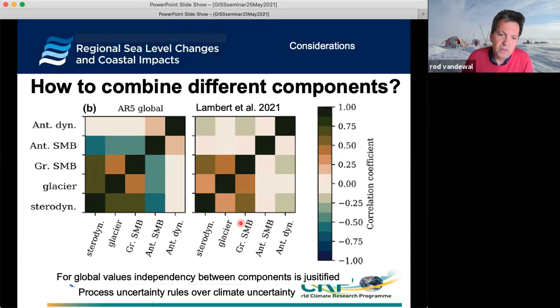And at least in the way the GCMs are used to calculate those different contributions in the literature, what you can clearly see is that they're definitely not uncorrelated. So the question is whether you can simply add up the high-end values from Greenland and Antarctica and glaciers and thermal expansion in order to get the best estimate of the high end, or whether you then underestimate the high end because they are partially correlated to each other. That's under discussion, but given that this high-end estimate is based on process uncertainty rather than climate uncertainty, it seems justified to treat them, at least for the global values, kind of independently, is our current thinking.